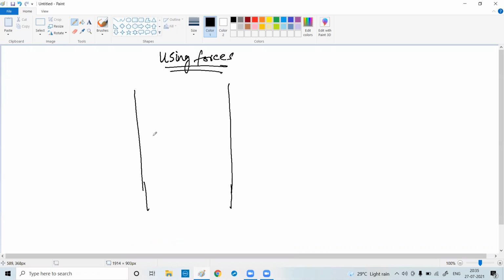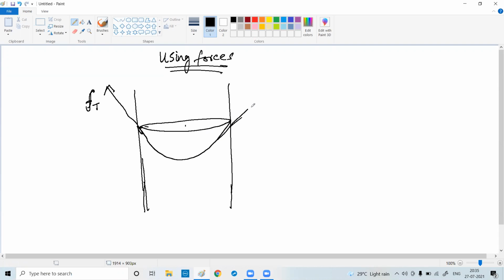Capillary only for illustration purpose. I am only showing it big, but it is not big. It is very thin. So this is a liquid surface, and the liquid will be like this. Okay, and so this will be a tangent. It's called FT, tangential force.